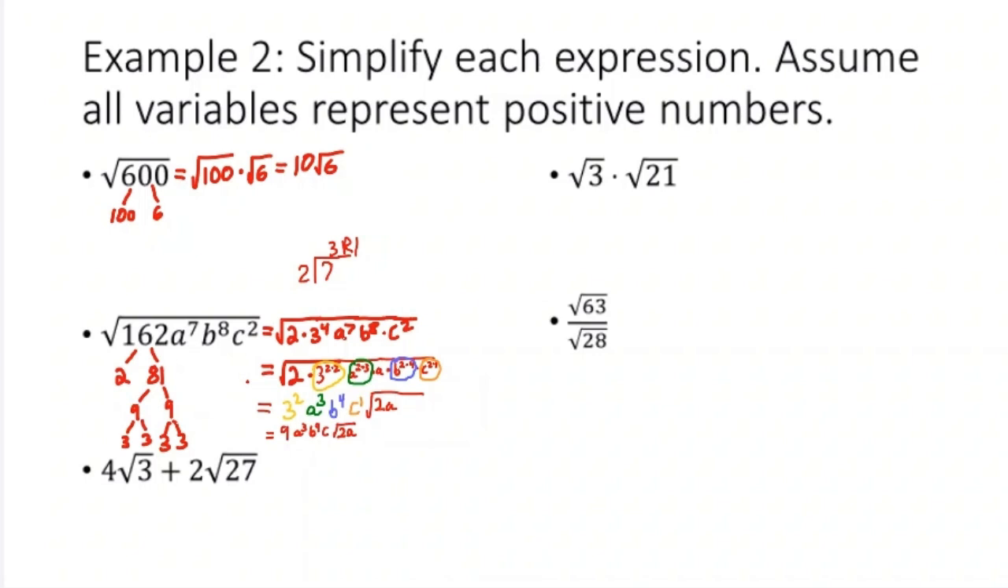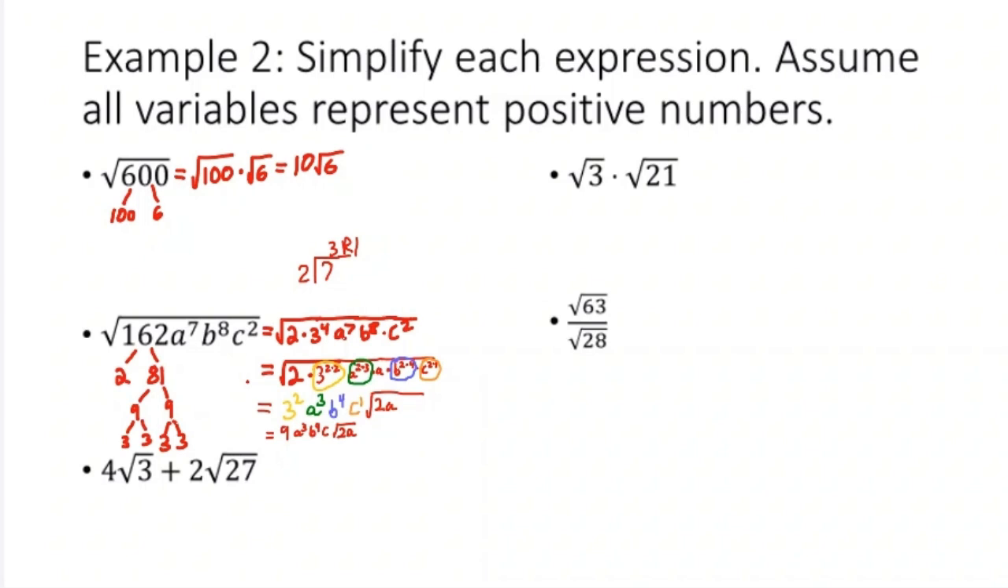27. When we add numbers involving radical expressions, it's a lot like collecting like terms. We want to make sure the radical expressions are exactly the same before we add the coefficients. Here, we have the square root of 3 and the square root of 27. They are not the same. So right now, 4 square root of 3 and 2 square root of 27 are not like terms. To try to make them like terms, we'll try to simplify each radical expression.